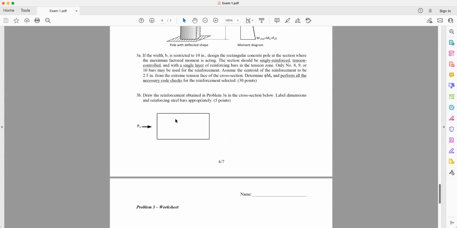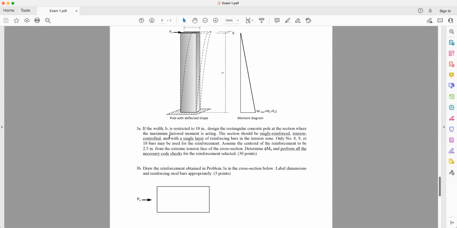And if I draw the section here, the bars should be here on the left side of it, close to the Pu, okay? The bar should be here. The bar should be here. I'll say it again, the bar should be here, okay? Be careful, all right?